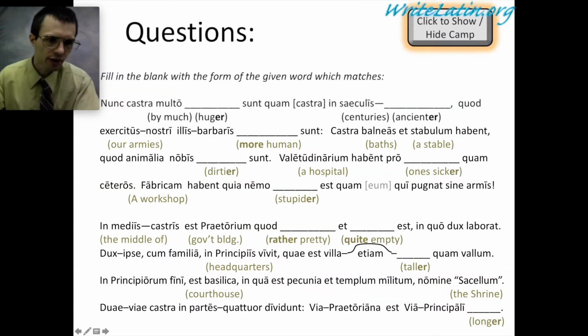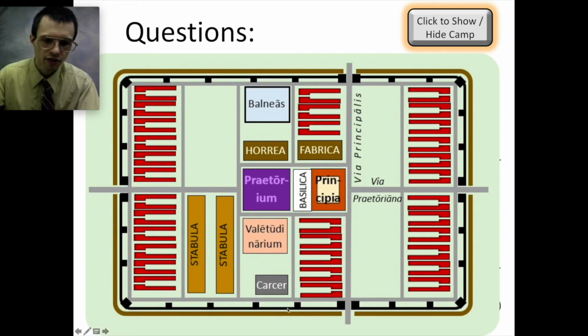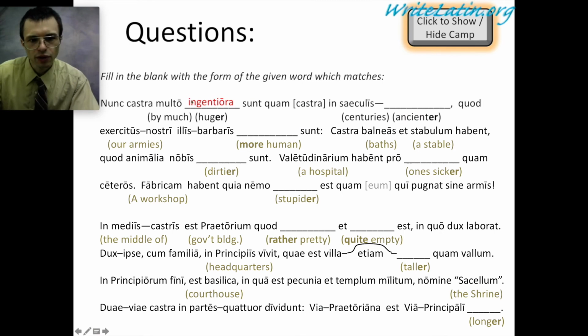So, all right, in these questions, I want you to put in a comparative, like huger, in each blank. And you're not going to have to do the than part yet. I've already done the than part here, like for instance, quam castra, than the camp. And this story is going to be about this camp right here. So stables, a jail, bathhouse, granary, factory, the praetorium, the headquarters, and the hospital are the classical layout of a Roman military camp.